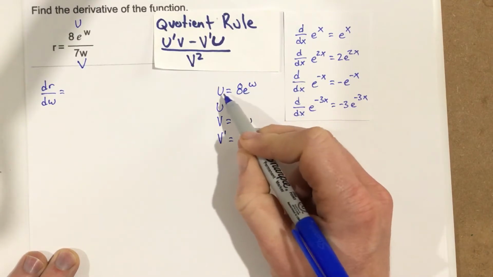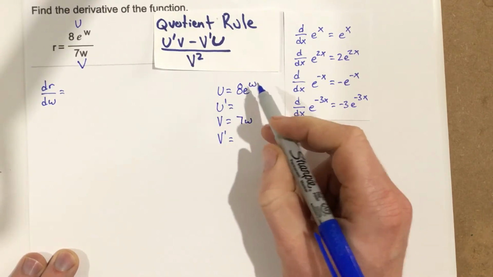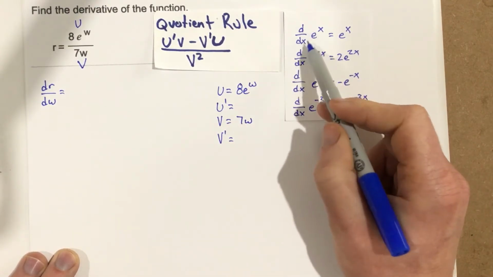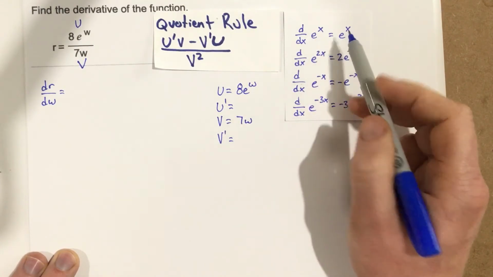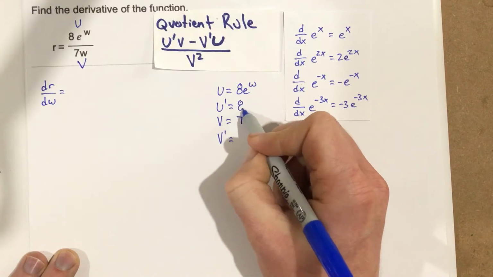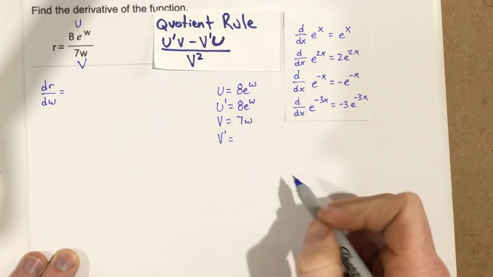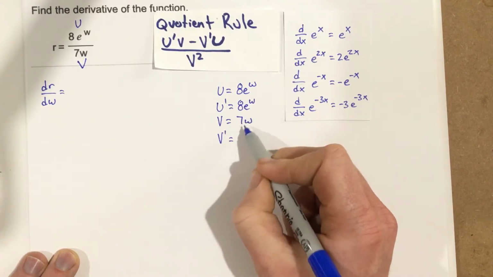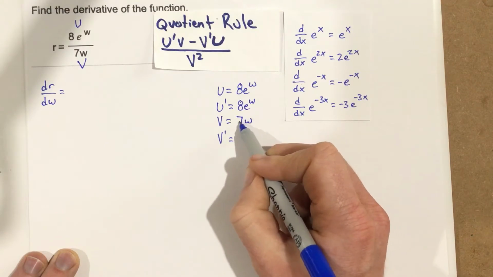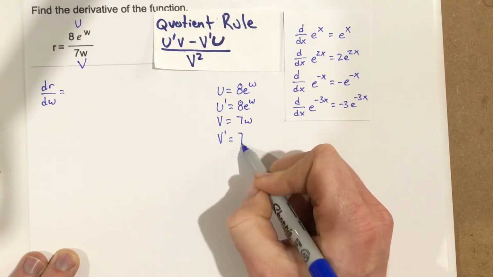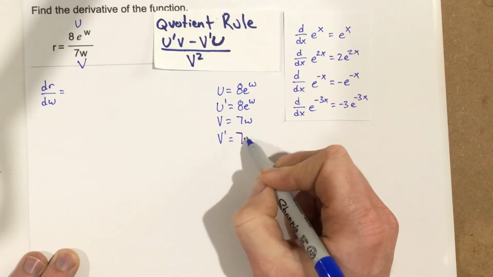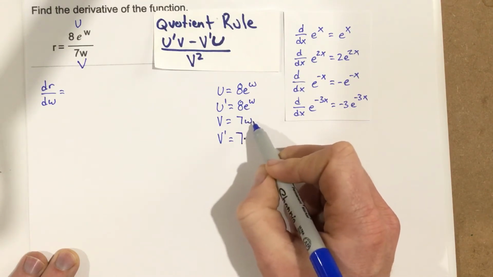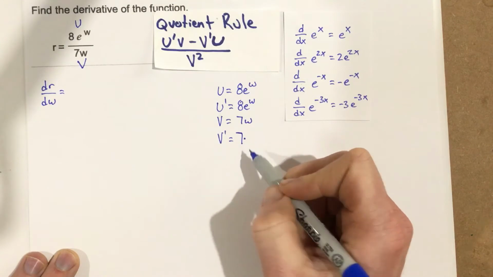The derivative of 8e to the w, well, anytime I take the derivative of e to the x, or e to the w, I'm going to get e to the w. So this is just 8 e to the w. Derivative of 7w, well, I bring the power to the front, so that's just 1 times 7. And I subtract 1 from the power, and I end up with just 7 here. I don't have anything else. That'd be 7 times 1, essentially, which is just 7.